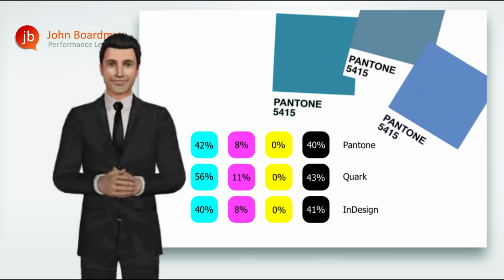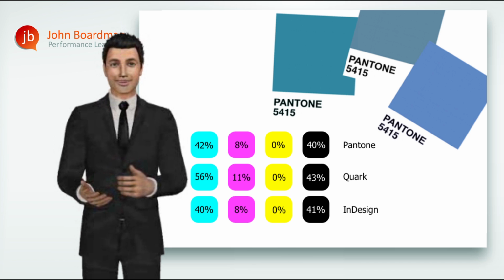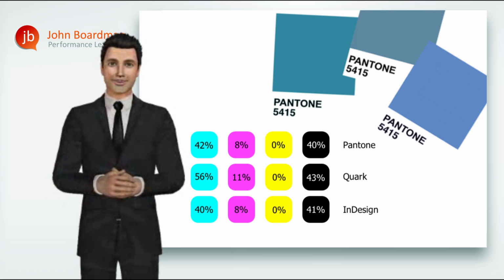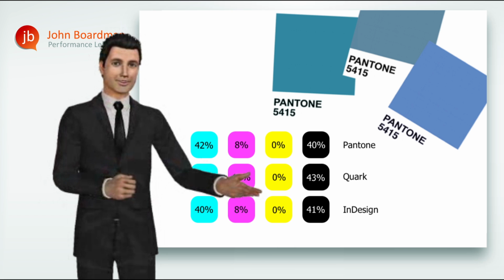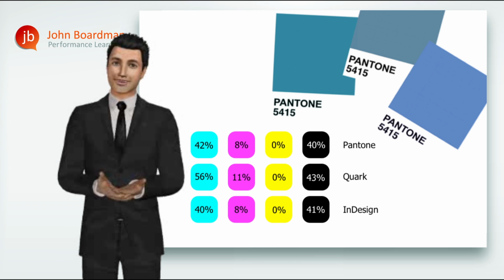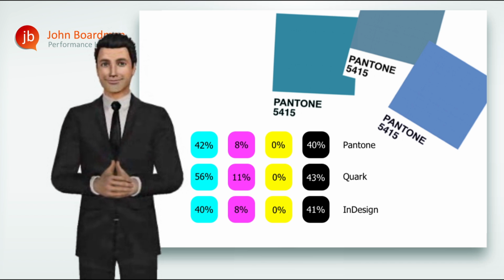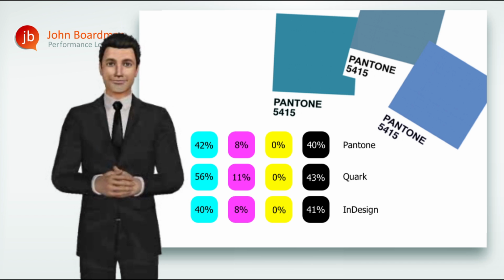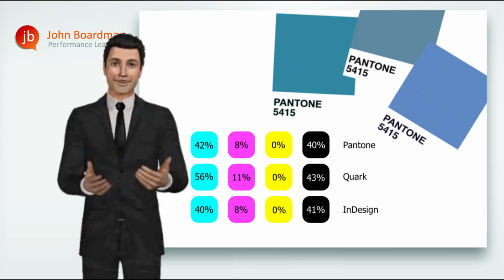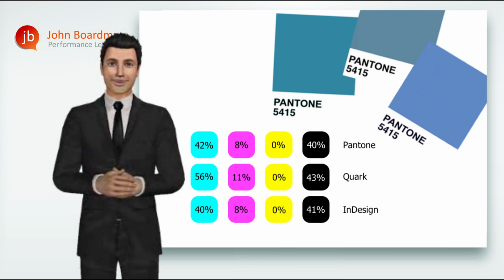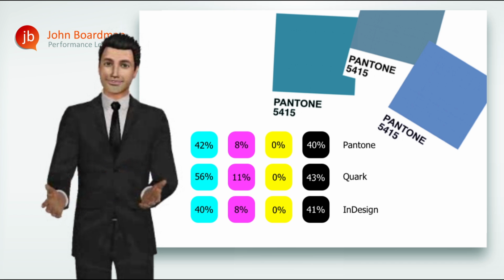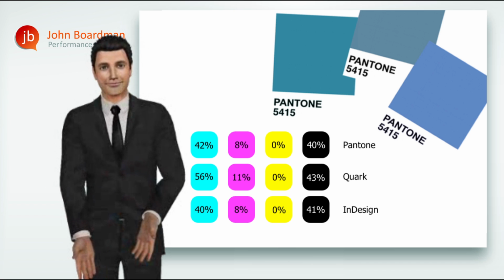And it's worth knowing that often these different applications and the different versions of these applications don't seem to be able to agree with each other. If we input Pantone 5415 into Quark Express, it suggests that a 56% dot size of cyan, an 11% dot size of magenta, no yellow, and a 43% dot size of black will give you the nearest match. However, give InDesign the same question and you'll get a slightly different answer, as you will again if you ask Pantone themselves. The point being, there is no definitive percentage comparison for CMYK to Pantone, as there are simply too many variables, including the substrate to be printed on.